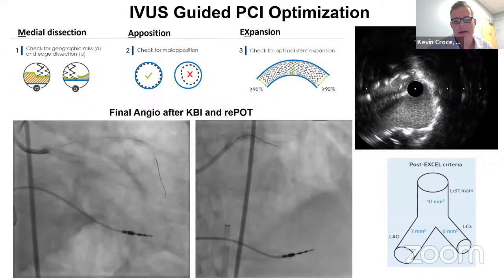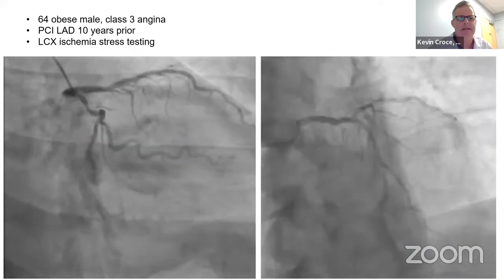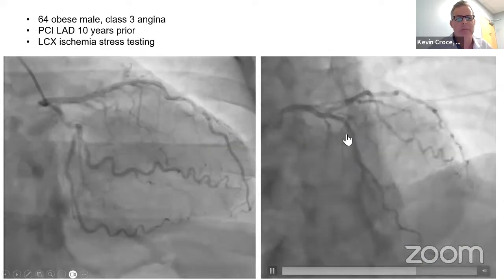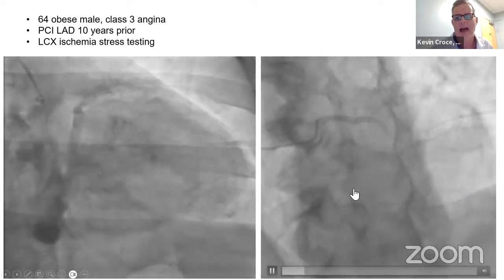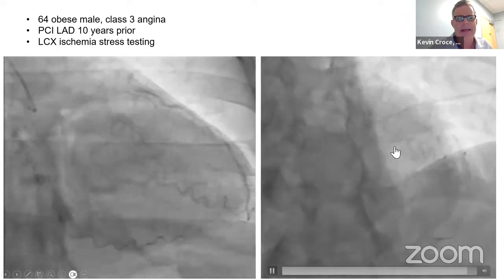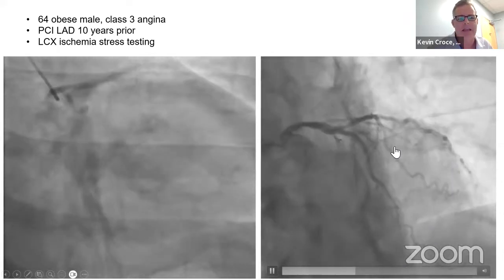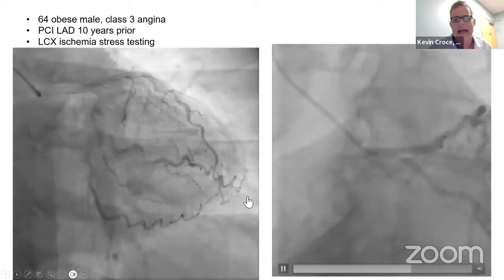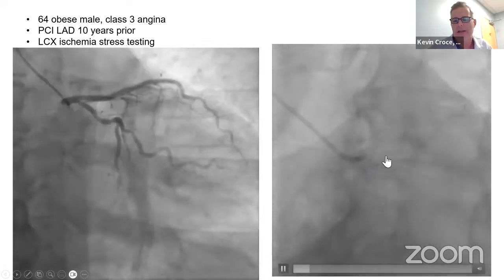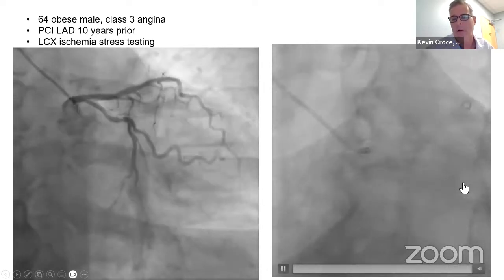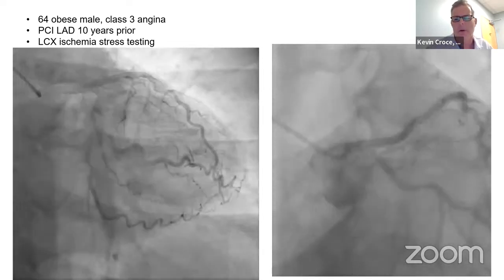So this is a case of left main stent failure. It's a 64-year-old gentleman who's quite overweight. He'd actually had LAD PCI 10 years prior. We didn't have a lot of details on this. Three stents were placed in his proximal LAD, and he had circumflex ischemia on stress testing. These are the films that I got initially, and you can see, especially in the caudal, because he's so obese, despite being in my good CTO lab, I really couldn't tell too well what was going on.